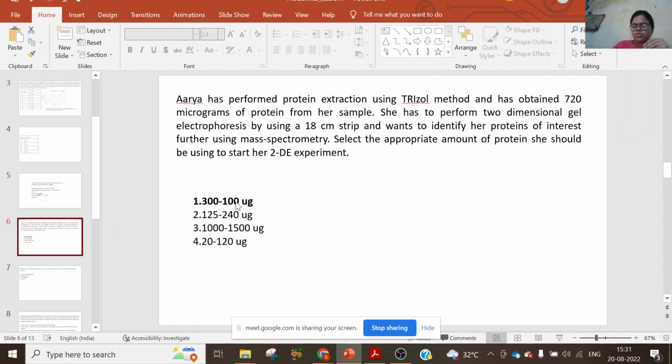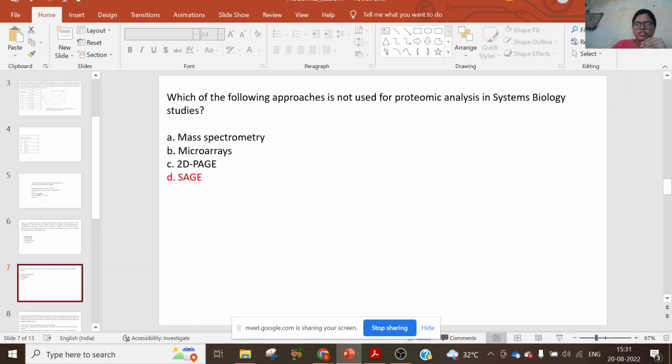Okay, thank you, Medha. So let's move now to another question. These are a few questions from the week 4 content. This is the first question: which of the following approaches is not used for proteomic analysis in systems biology studies? Mass spectrometry, microarrays, 2D PAGE, and SAGE. Unfortunately, I forgot to remove the correct option.